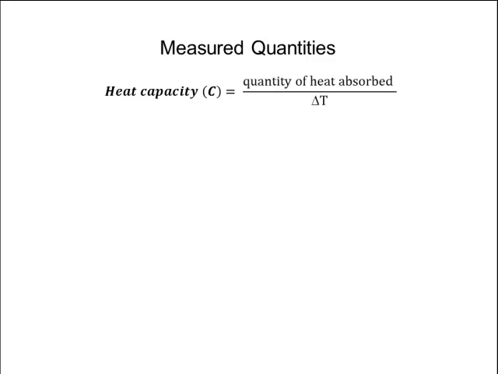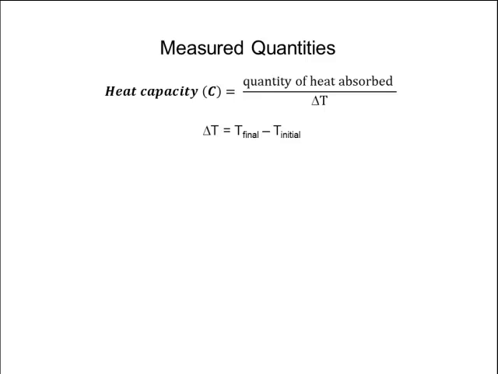Now, when dealing with calorimetry, we have some new terms we have to deal with. We have to look at something called heat capacity, which is going to be represented by a capital C, and that's going to be the quantity of heat absorbed per change in temperature. Remember, anytime we see the delta, it means final minus initial. So delta T, T final minus T initial. So the amount of heat absorbed by some object for a given change in temperature of that object. That's what we're looking at here for heat capacity.